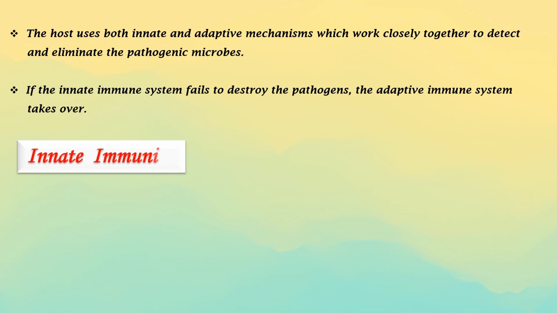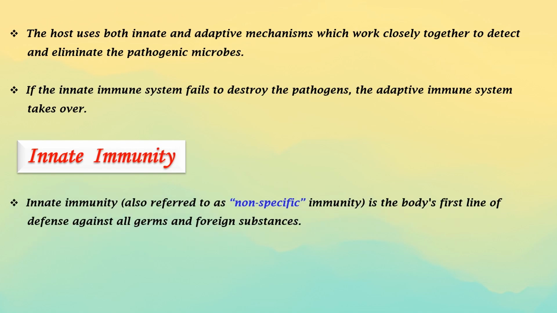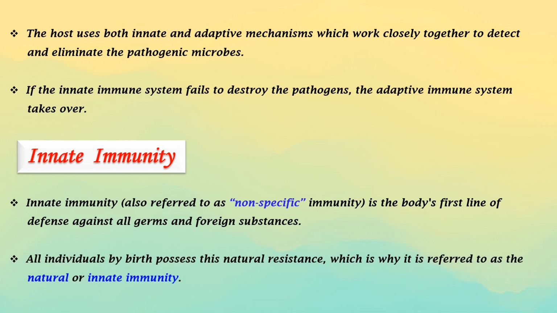Innate immunity. It is also referred to as nonspecific immunity. It is considered as the body's first line of defense mechanism against all germs and foreign substances. All individuals by birth possess this natural resistance, which is why it is referred to as natural immunity or innate immunity.